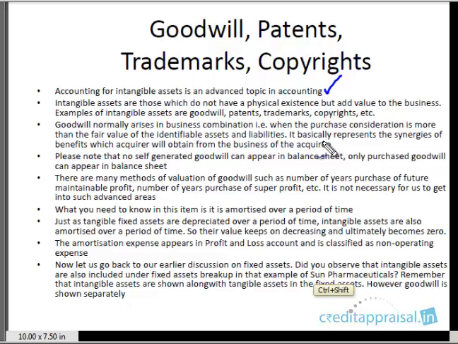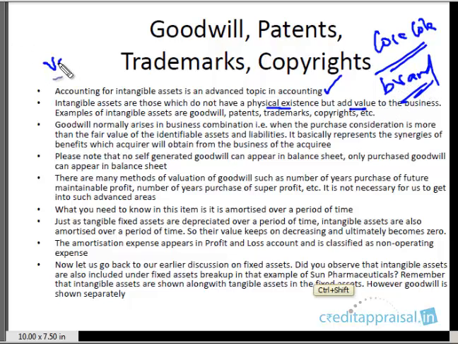So we will not get into a lot of depth because these are something which don't have physical existence. Unlike land or building or machinery, these are not something which physically exist, right? But they add value to the business. Say, for example, when we have a company, say Coca-Cola. Coca-Cola is a huge brand, right? The name itself has got some brand associated with it.